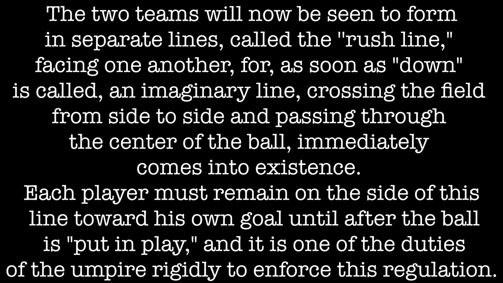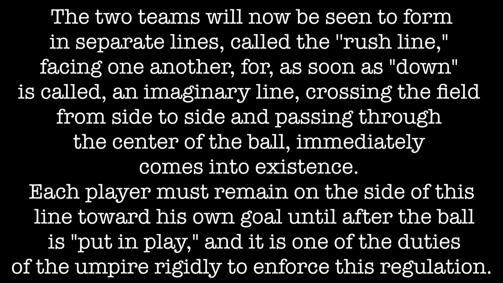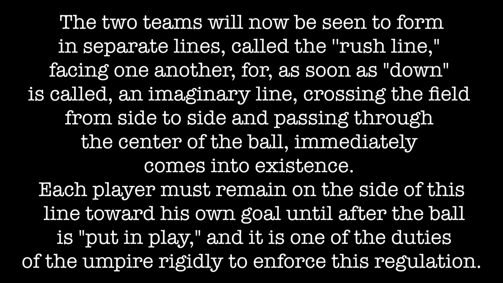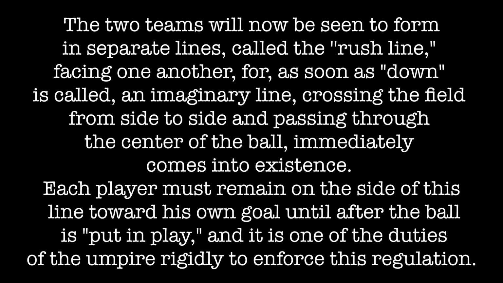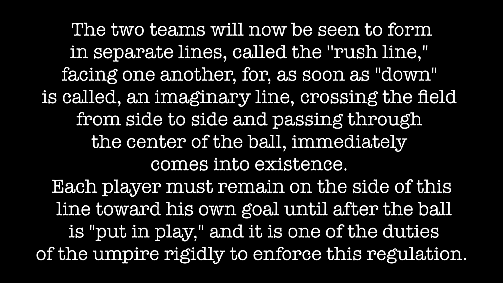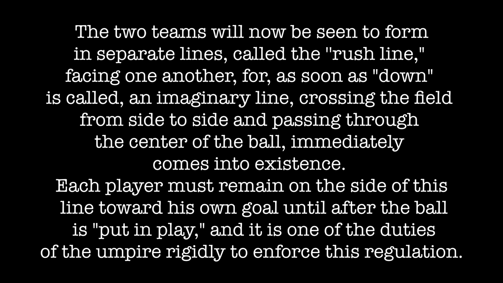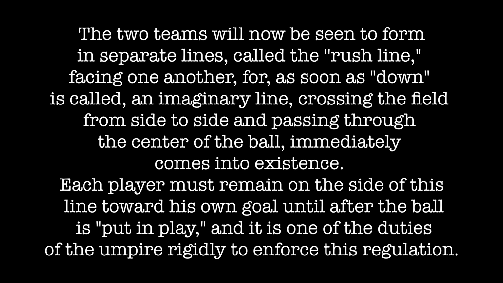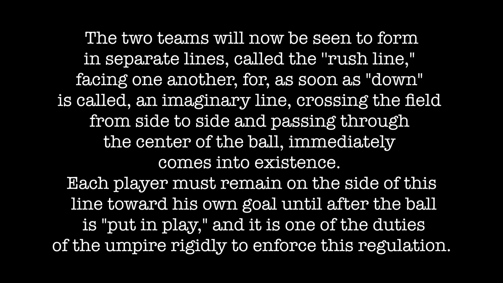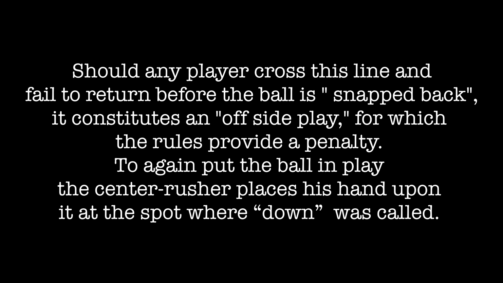The two teams will now be seen to form in separate lines called the rush line, facing one another. For as soon as down is called, an imaginary line crossing the field from side to side and passing through the center of the ball immediately comes into existence. Each player must remain on the side of this line toward his own goal until after the ball is put in play, and it is one of the duties of the umpire rigidly to enforce this regulation. Should any player cross this line and fail to return before the ball is snapped back, it constitutes an offside play for which the rules provide a penalty.